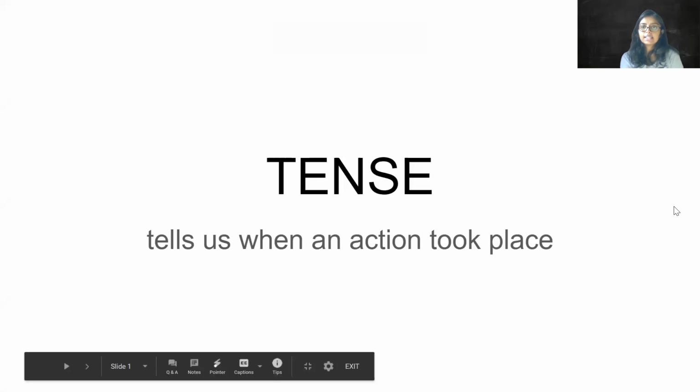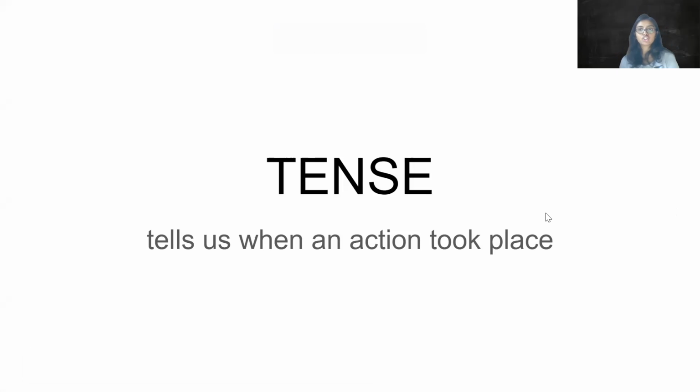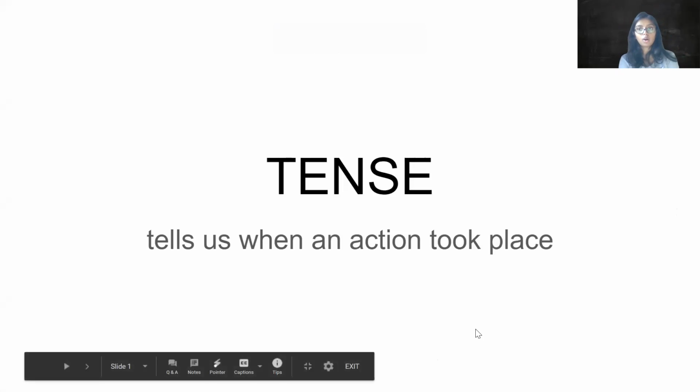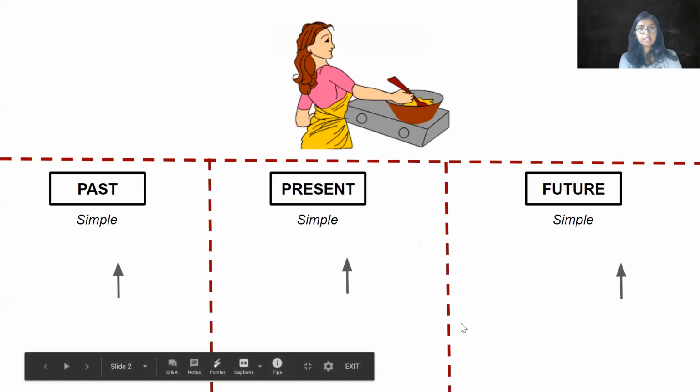Now, what is tense? Tense tells us when an action took place. कब कोई काम हुआ, कब कोई action हुआ. When did an action take place? Past में हुआ, पहले हो गया, present में हुआ, अभी हो रहा है, or future में हुआ. It will happen in the future. Sometimes it has not happened yet, but it is going to happen later. So when did an action take place is what a tense tells us.